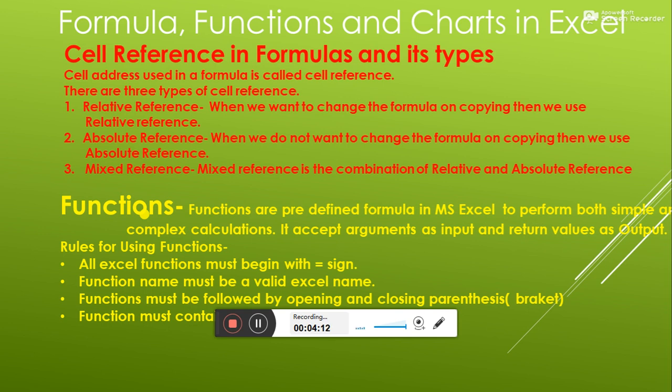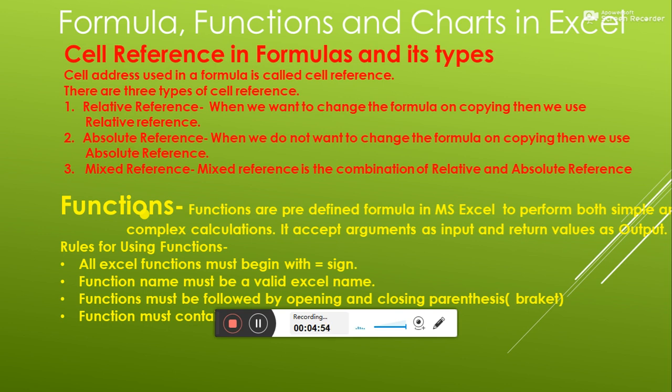In the previous class we have learnt about rules for entering a formula. Now here also you have to follow some rules for using functions. The first rule of using a function is that all Excel functions must begin with an equal to sign. Formulas also start with an equal to sign. In the same way, a function is also a predefined formula. That's why all Excel functions must begin with an equal sign.